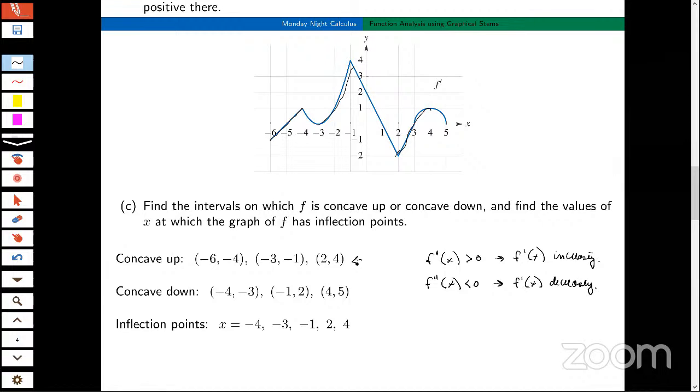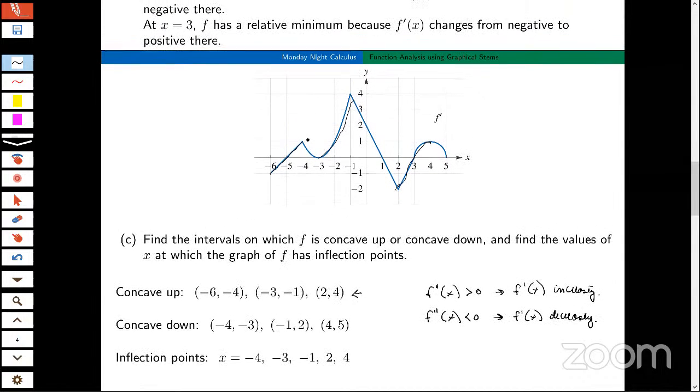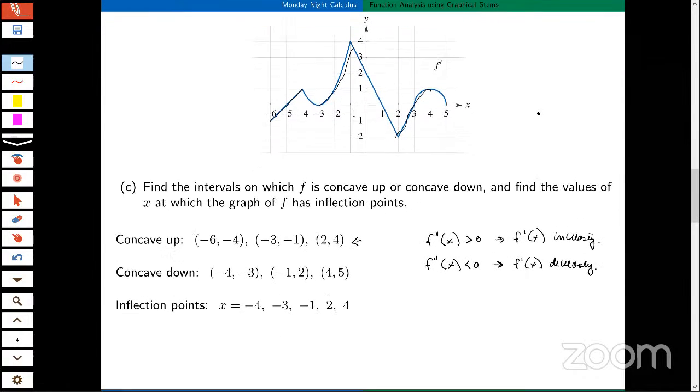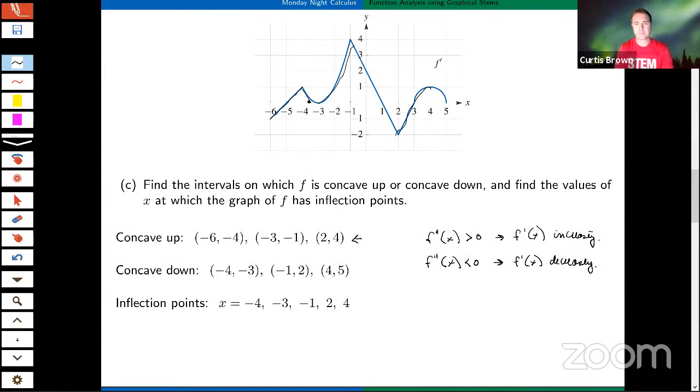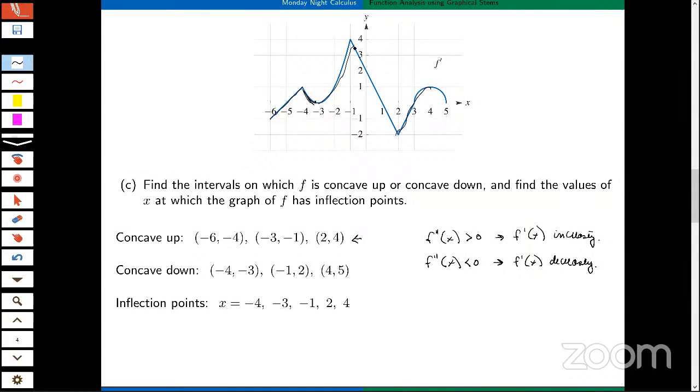Okay, it's concave down with a function where f prime is decreasing. Let's see, whoops, I'm sorry about that, Curtis. It's okay. Back up there. From -4 to -3, it's decreasing. From -1 all the way over to 2, it's decreasing, and 4 to 5, it's decreasing. So there I have the function f would be concave down.